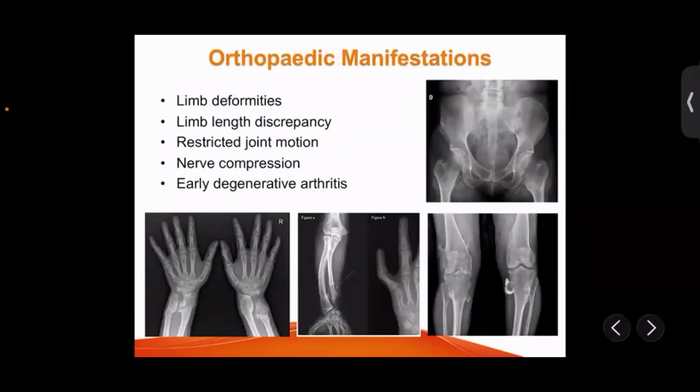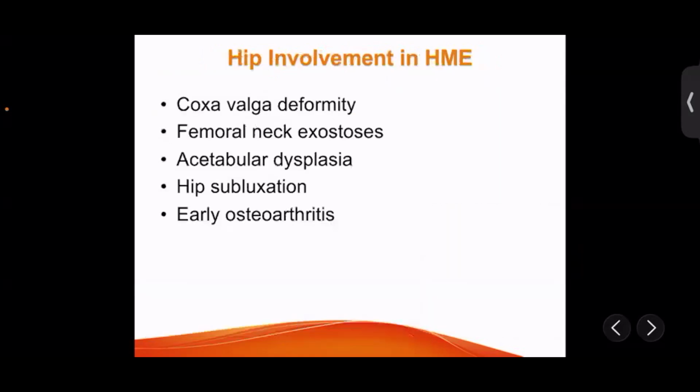Coming to the common orthopedic manifestations which we see, you can have limb deformities and limb length discrepancies. Obviously, because of it, your range of movements is also affected because of the deformities. And in the process of having a deformity, you can also have nearby soft tissue compression causing nerve compression. And yes, definitely with time, degenerative arthritis at a much earlier stage. These are some of the X-rays which I've shown you. This is from the internet, not from our case specifically.